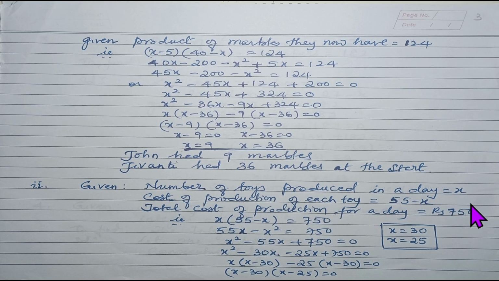So try to understand this. The total cost of production is 750. Therefore, the total cost will be the number of toys produced, that is x, times the cost of production of each toy, that is x in the bracket 55 minus x is equal to 750.